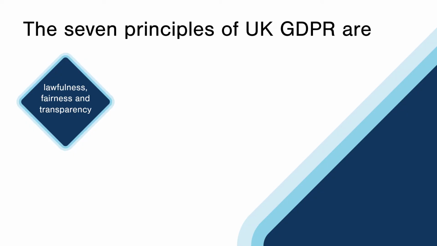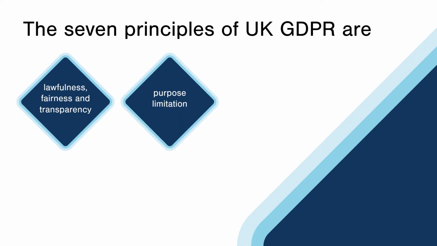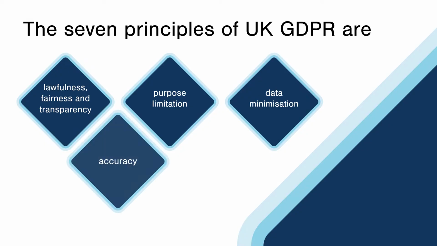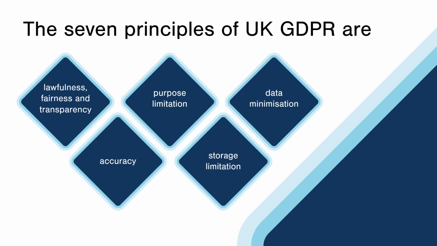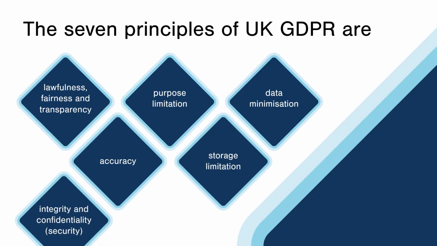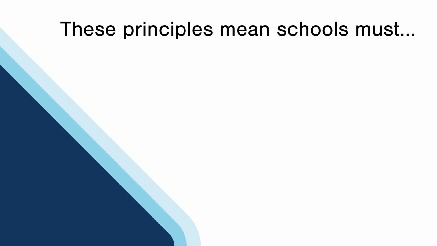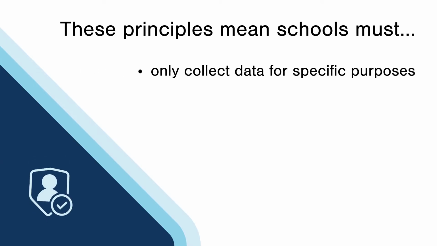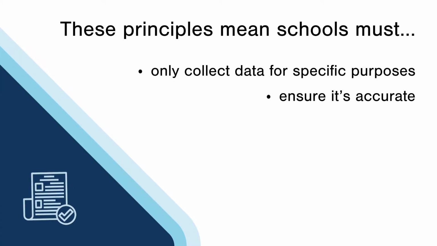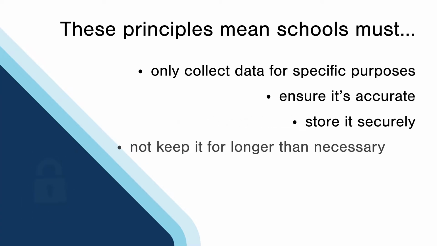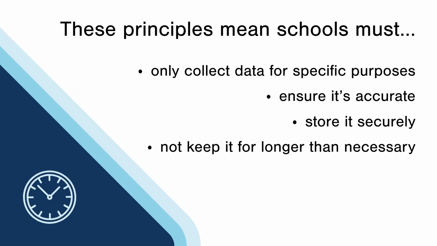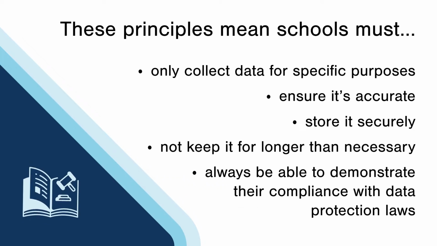lawfulness, fairness and transparency, purpose limitation, data minimization, accuracy, storage limitation, integrity and confidentiality, or security, and accountability. These principles mean that schools must only collect data for specific purposes, ensure it's accurate, store it securely, not keep it for longer than necessary, and always be able to demonstrate their compliance with data protection laws.